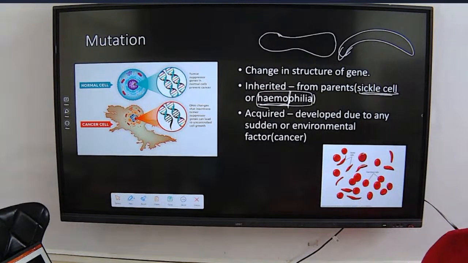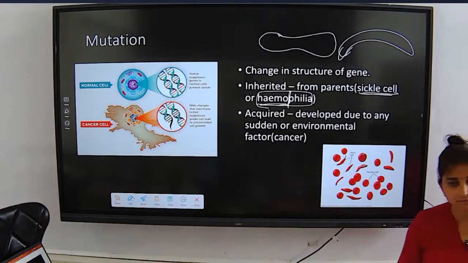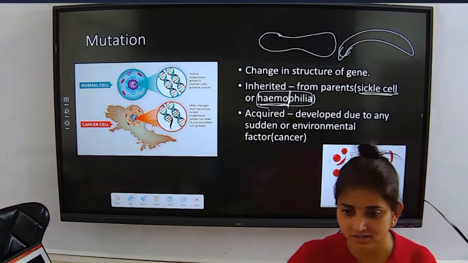But there is an advantage associated with such people. Have you heard of malaria? What is it? Is it a bacterial disease, a fungal disease? Any idea?